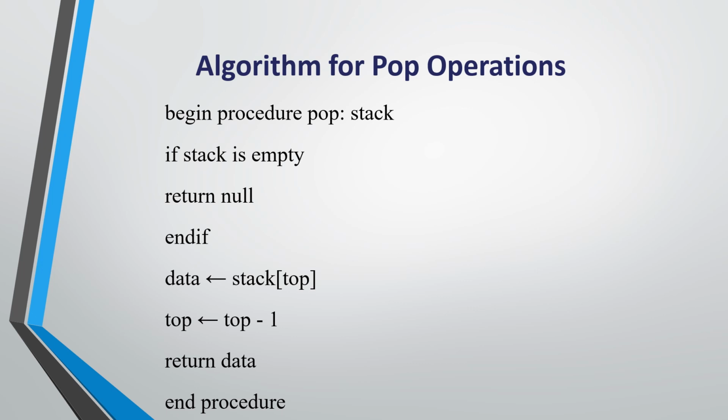And if we come out of this block, then we can confirm that there is some element to be deleted from the stack, and we are going to store the top element that is present in the stack into the variable data. This is done to avoid data loss. And next we are going to decrement the top pointer by 1, that is top equal to top minus 1, and we are going to return the data that we have stored already. The procedure will end here. This set of steps will be followed for doing a pop operation in the stack.